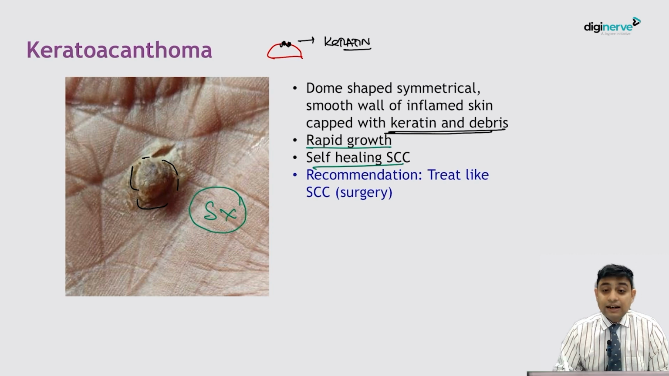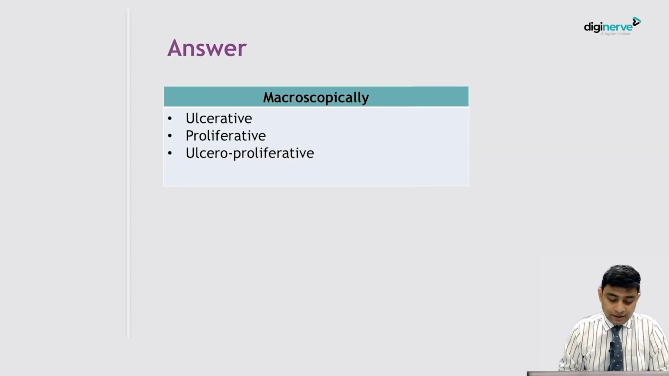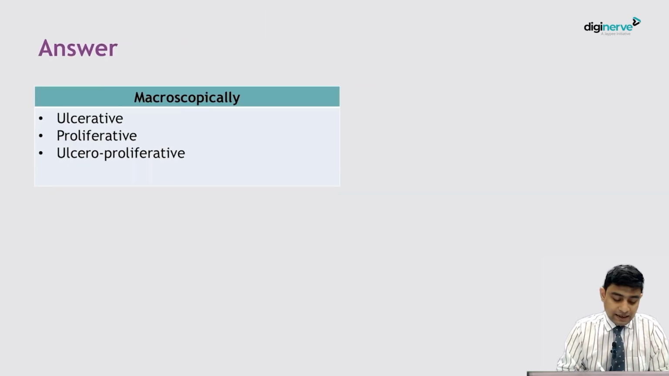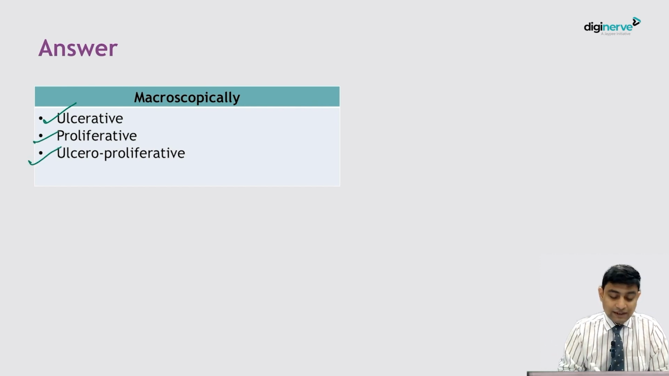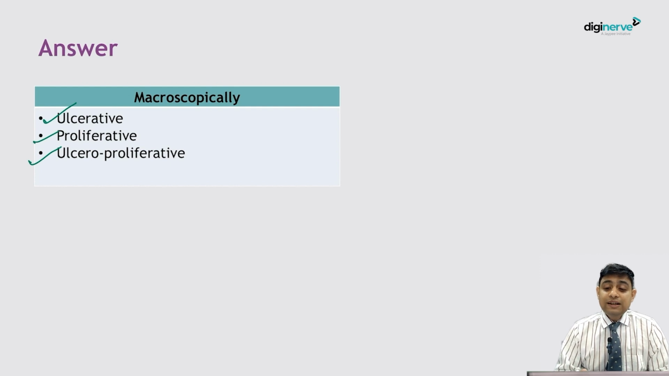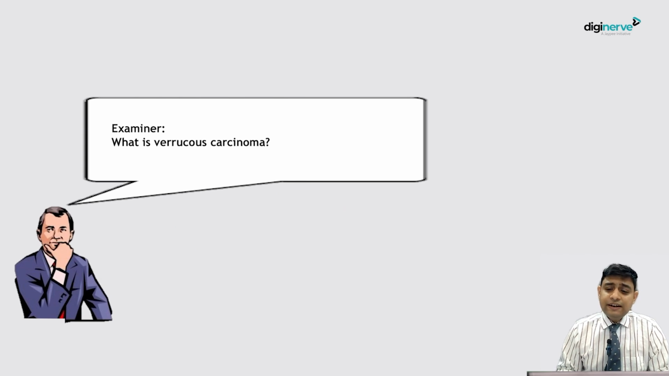Treat it like a squamous cell carcinoma and take it out. Okay, so then the examiner asks us what are the types of squamous cell carcinoma. So we can have macroscopically an ulcerative type which grows outside, a proliferative type which is rather infiltrative and grows inside, and we have ulceroproliferative which grows in and out and causes a little bit more tissue destruction. Okay. What is a verrucous carcinoma?